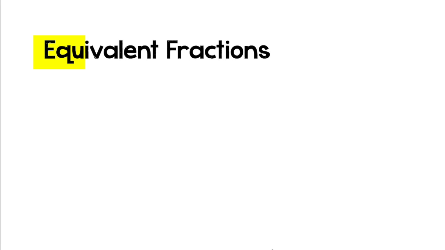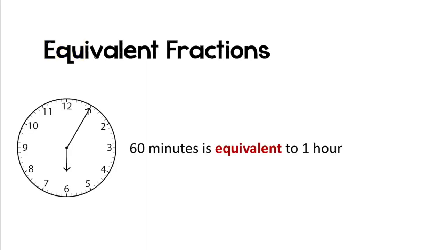Equivalent fractions are fractions that look different but actually show the same amount of stuff. That sounds kind of weird. So let's think about what that means. We know that 60 minutes and 1 hour actually show the same amount of time. If 60 minutes goes by, that's the same as if 1 hour goes by. So 60 minutes is equivalent to 1 hour, even though we say it with different words, minutes, hour, but we mean the same amount of time.